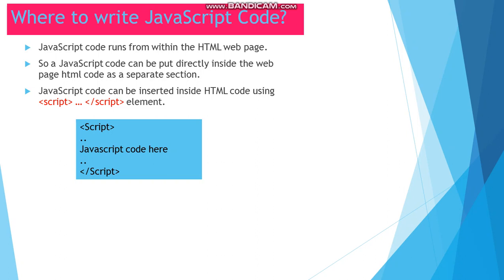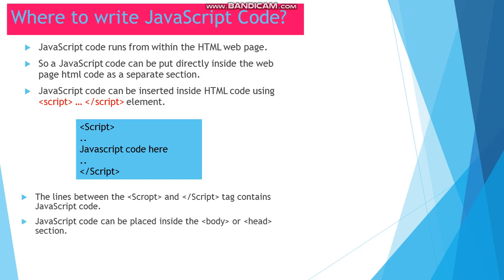So the script tag, you have to start. Inside the script tag, we can write JavaScript code, and at the end, we have to complete it using the slash script tag. So the lines between the script and slash script tag contain JavaScript code. JavaScript code can be placed inside the body or head section. So inside an HTML program, wherever you want to write JavaScript code, you can write it.